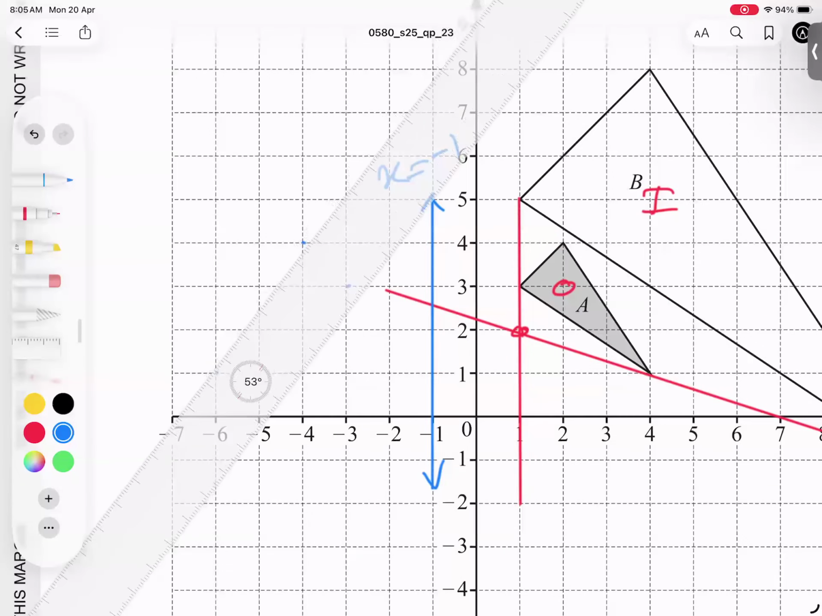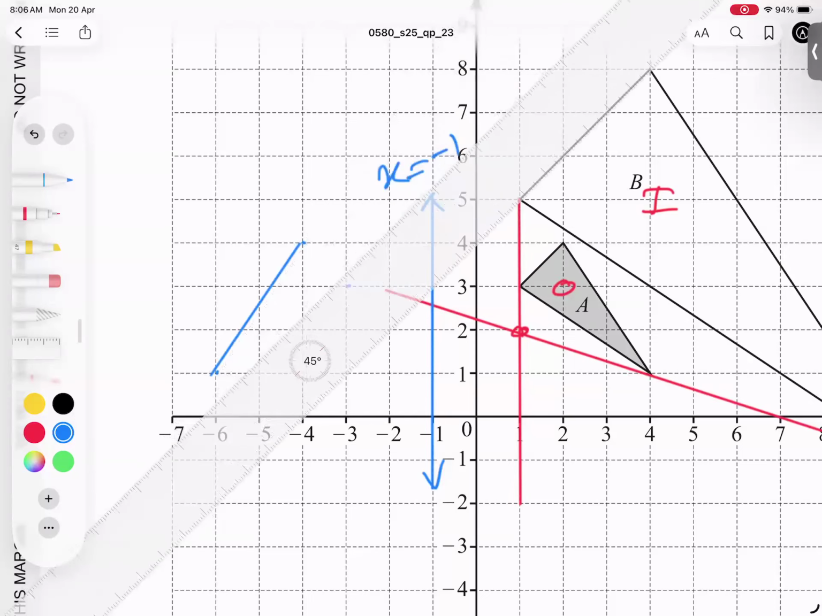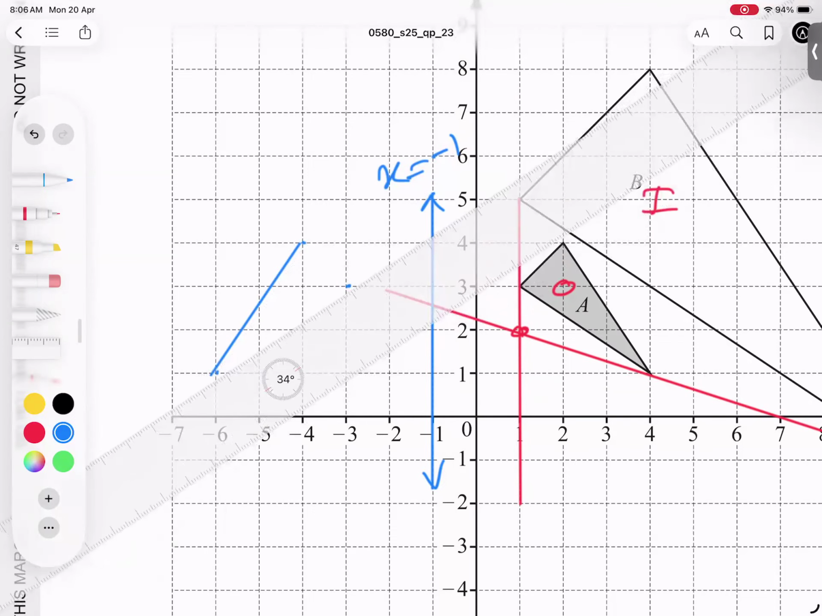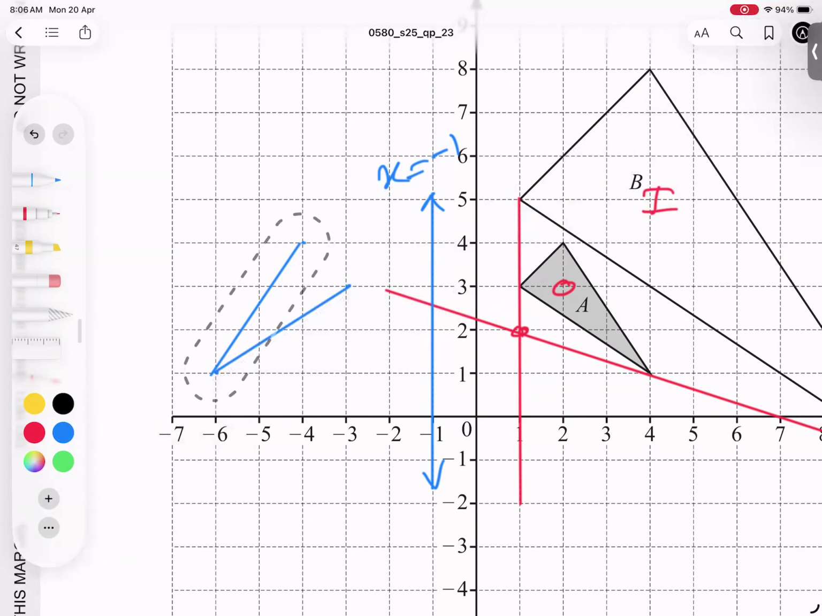I will take the scale. I hope the point is very clear.